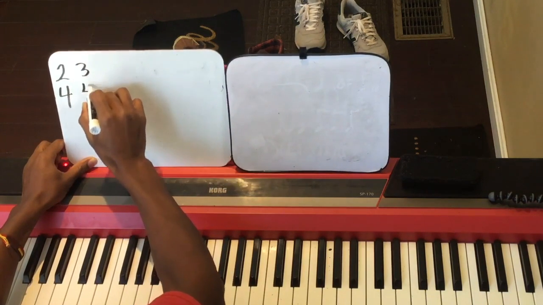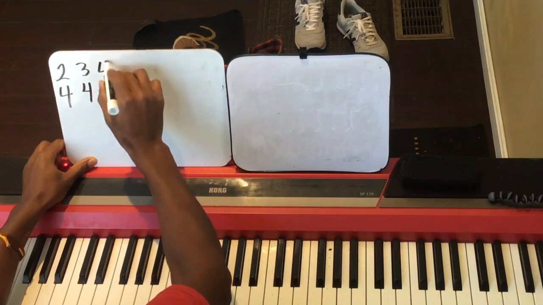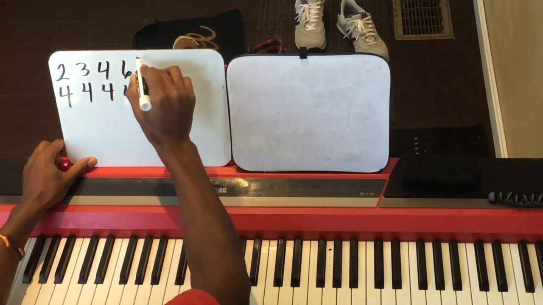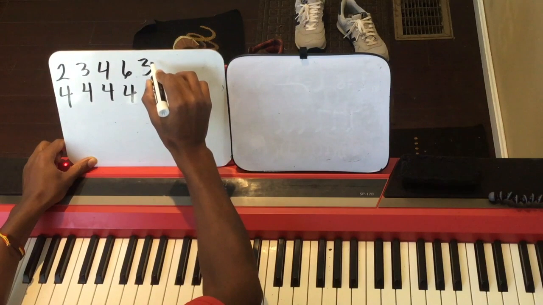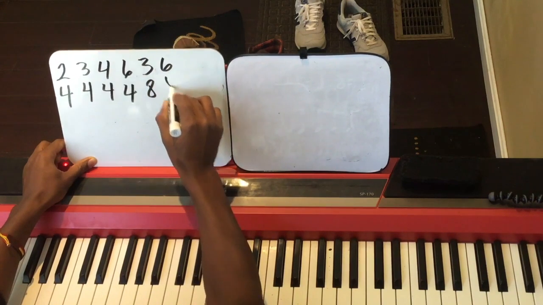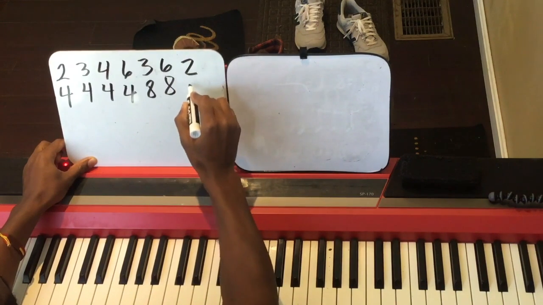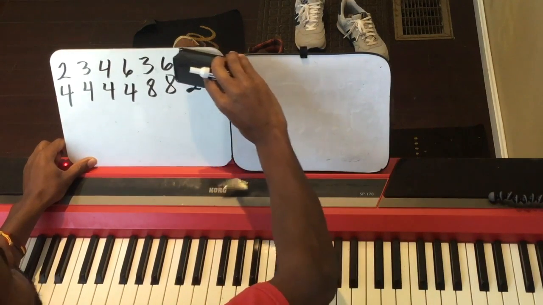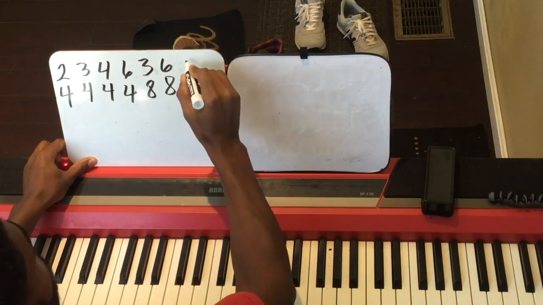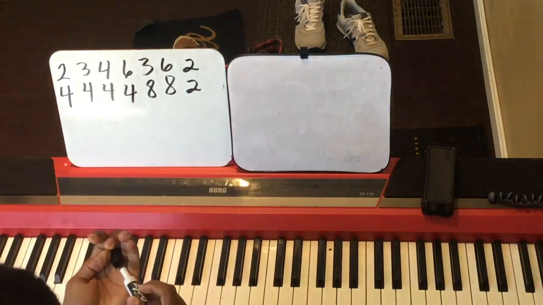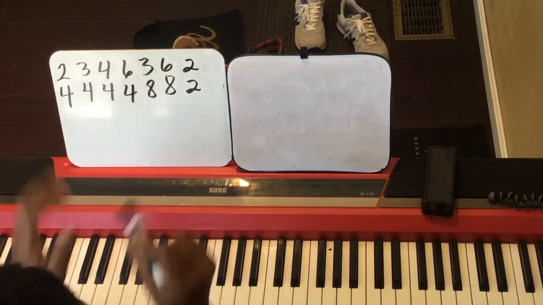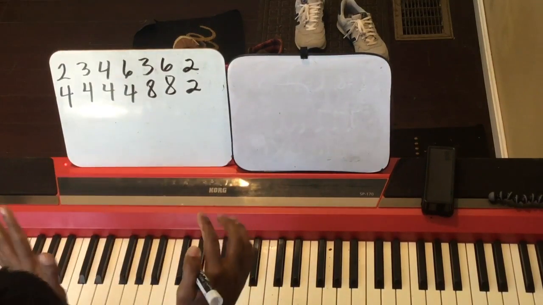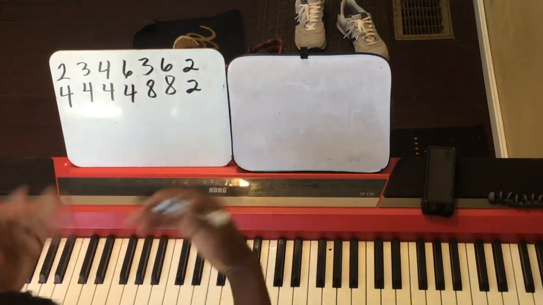You may see 3-4. You may see 4-4. You may see 6-4, 3-8, 6-8, and maybe 2-2, and so on. Now, these are your common time signatures. This is what the typical piece of music will call for at the beginning of the music, letting you know how many beats are in each measure and what type of beats.